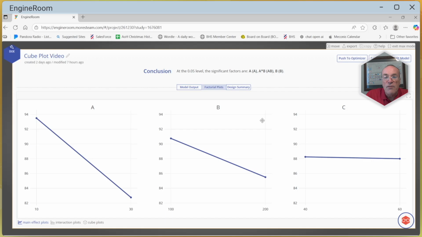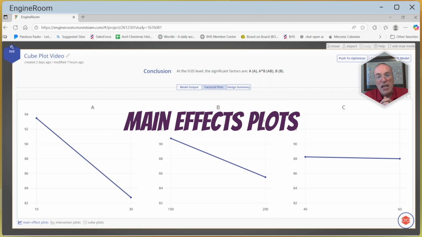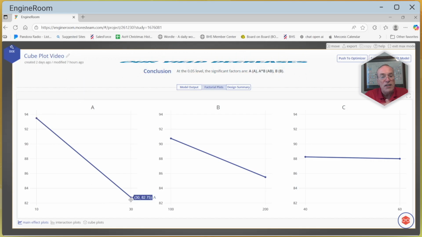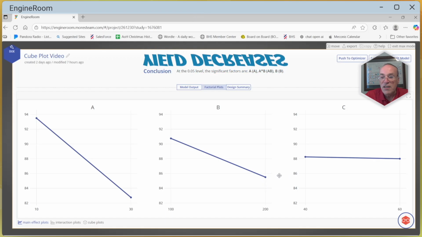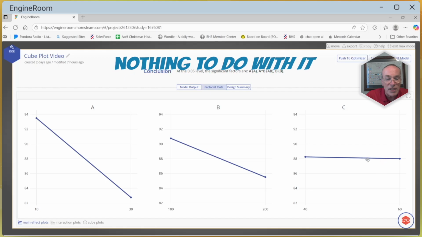So if we go to factorial plots, you might call them main effects plots, and those are cool. As we go from a low value of A at 10 to a high value of A at 30, our yield decreases. And then B is a similar situation, whereas we go from low to high, yield decreases. Essentially, C is flat. C has nothing to do with it.